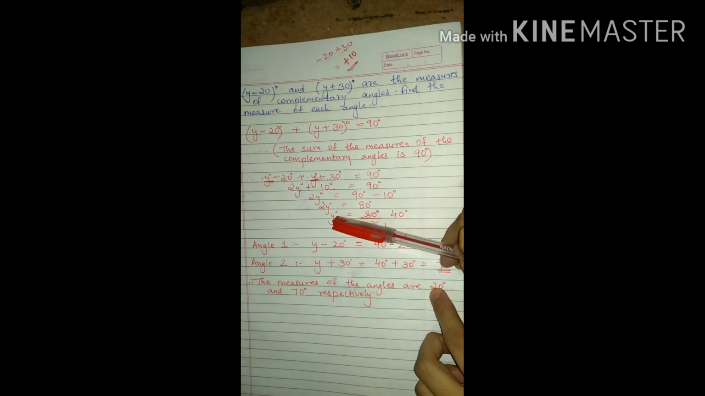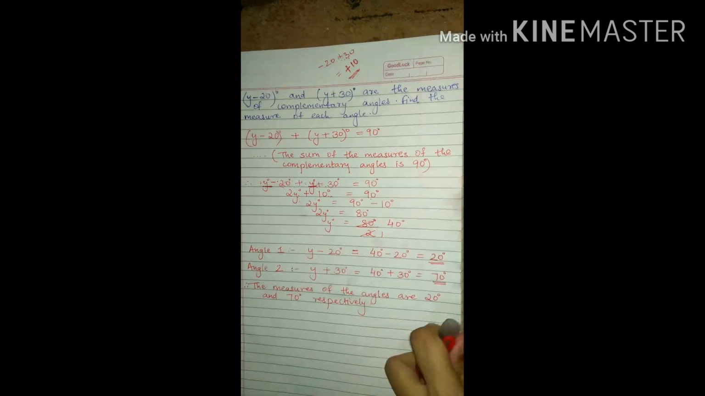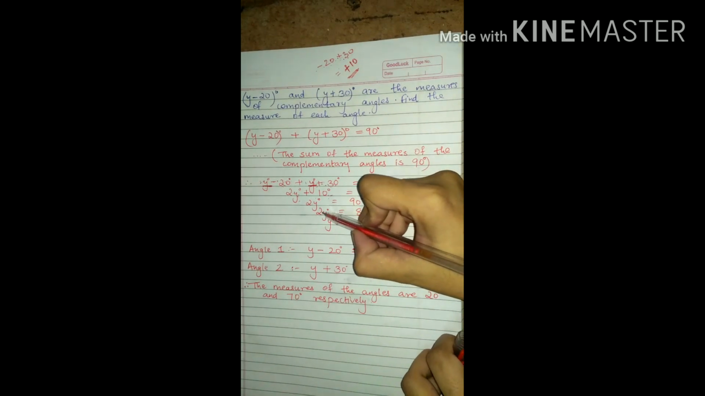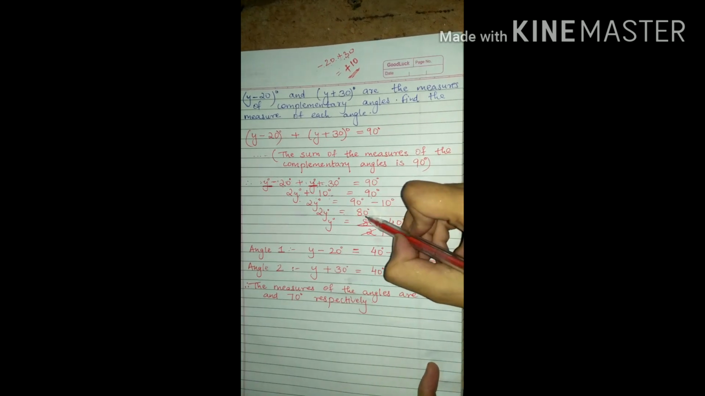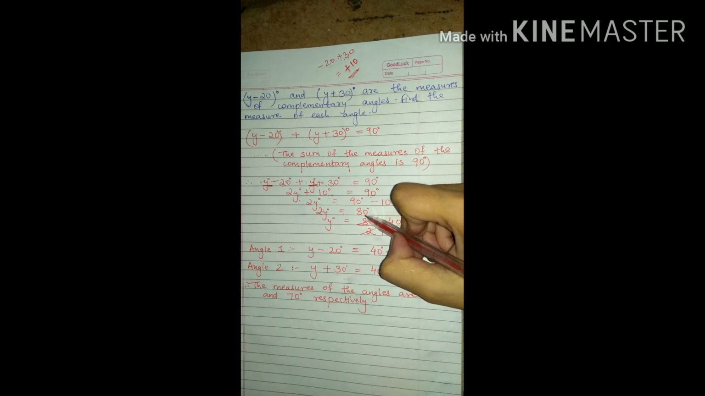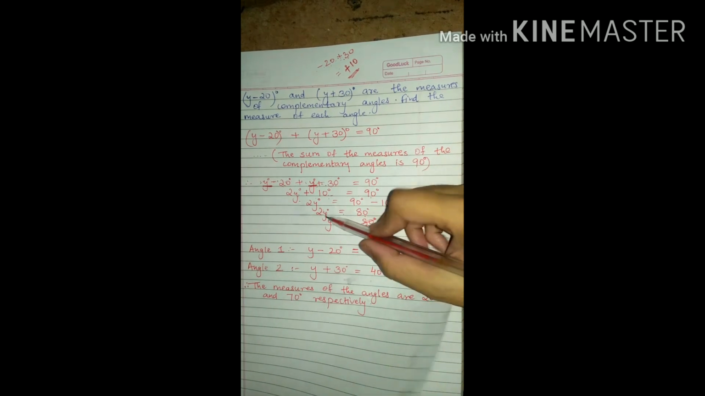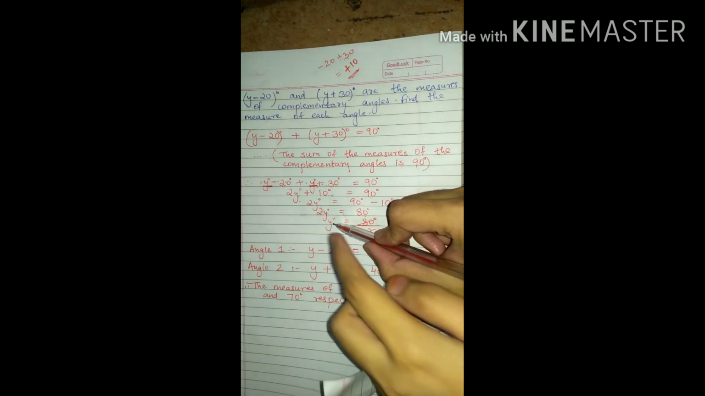Then what we have done? See, y keeping here only. 2y means what? 2 into y. See, no sign between the number and variable means what? Multiplication. So 2y degree equals to 80 degree. Then what we do? Then y we are keeping here only.